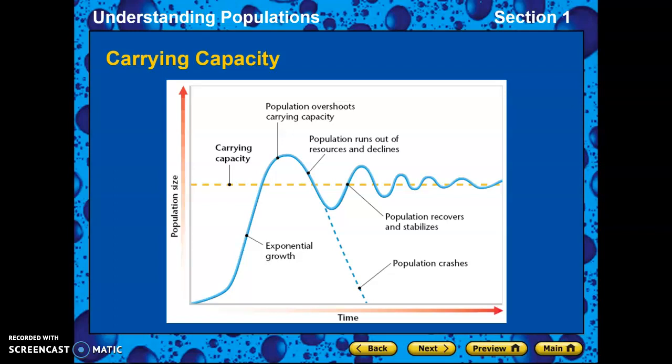So here you can see the dotted line is the carrying capacity. That's where the population is supported by the environment. It can overshoot carrying capacity, but then as it starts to run out of resources, you can see the population is going to decline, and then it might recover, and eventually it's going to stabilize, and it's going to hang out around that carrying capacity.